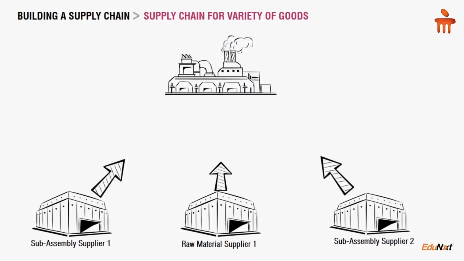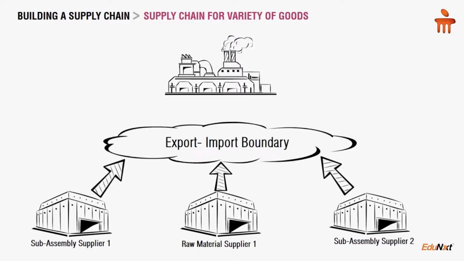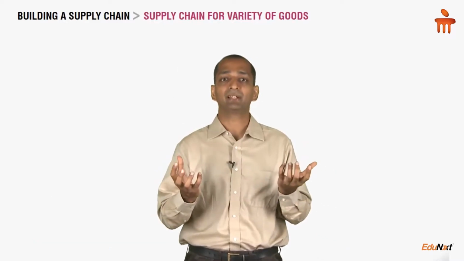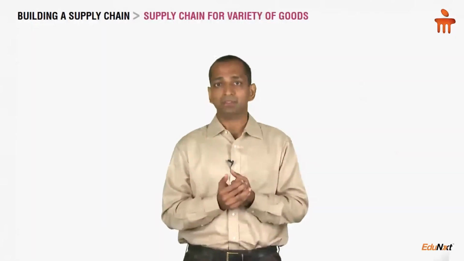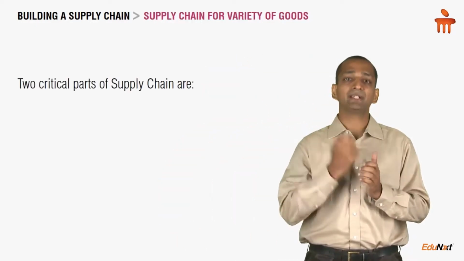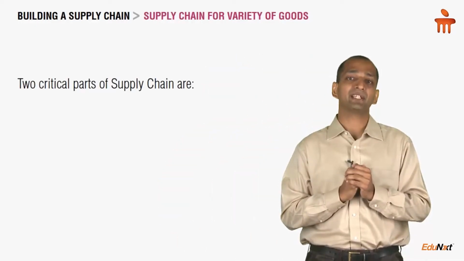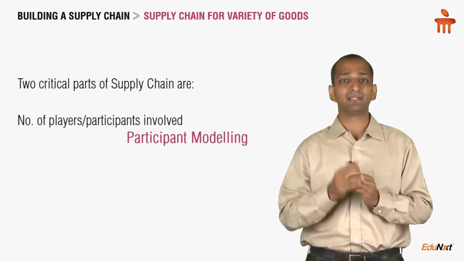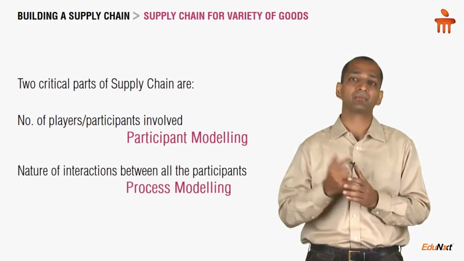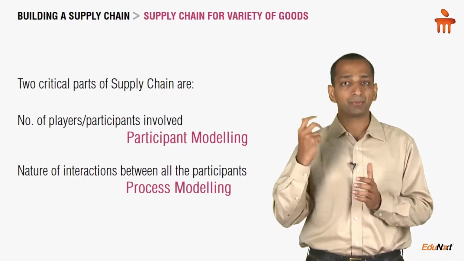So all the issues that we spoke about in terms of export and import when crossing an international boundary apply equally to all these subcomponents and raw materials that need to flow into the manufacturing plant. So now we have looked at a cell phone supply chain which has a lot more players and could get a lot more complex. So we have looked at two different types of supply chains. And the two critical parts that we would want to emphasize again out here are the number of players involved in getting any product into your hands, that is the participants, and the nature of interactions between all these different participants, which is the process.